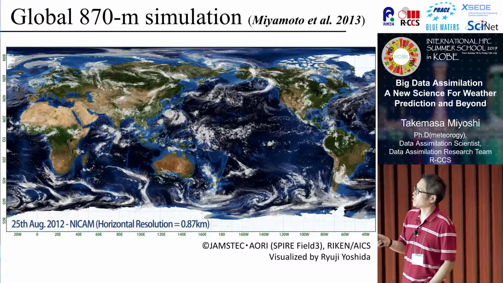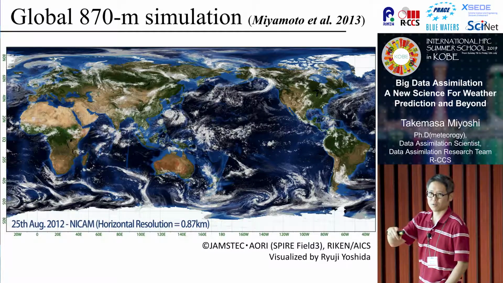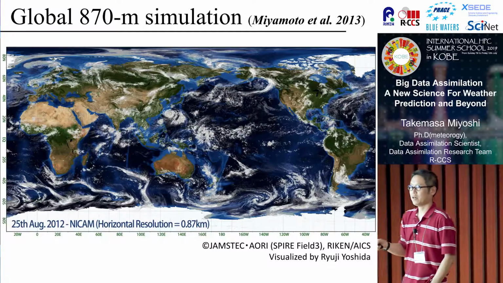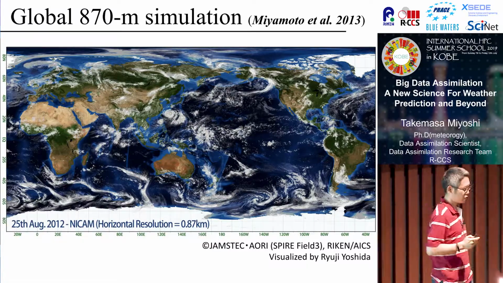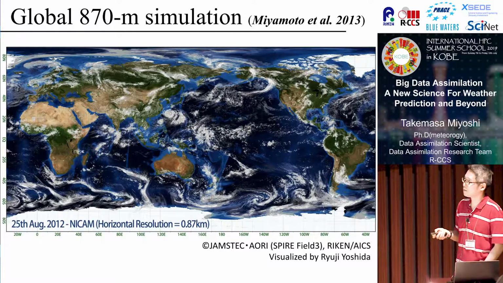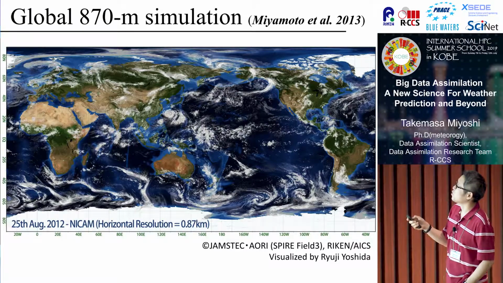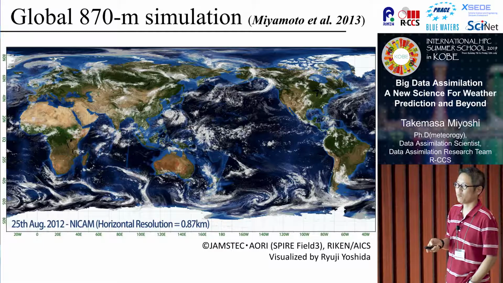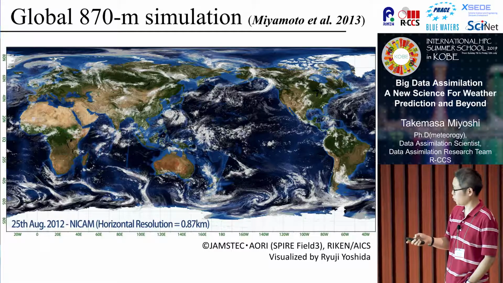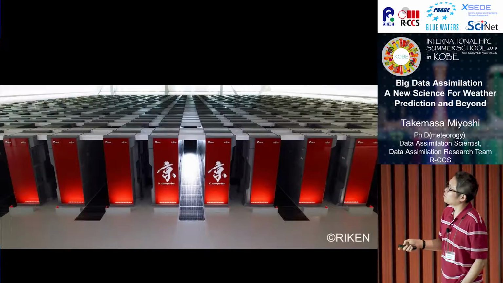And now we can do this with an 870 meter mesh. What I showed at the beginning was 3.5 kilometers. So half of that is 1.7, and half of that is 870 meters. So two more divisions of the grids will make this. And this is still the highest resolution simulation in the world still. Although this was published already 6 years ago, this was done by the K computer. My colleagues did it. I didn't do that with this K computer.